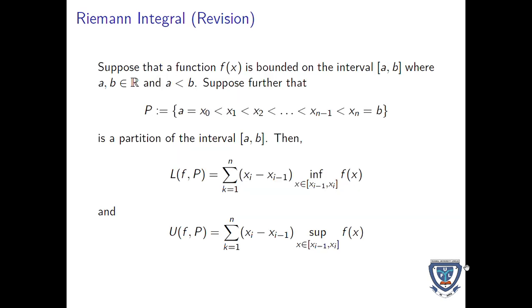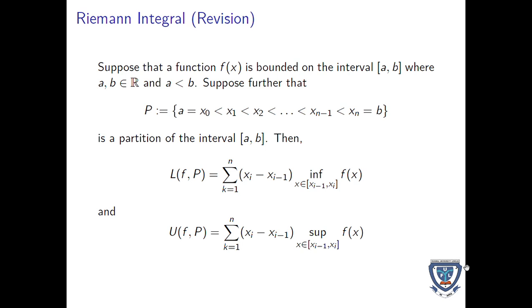Now, suppose that a function f is bounded on the interval [a, b], where [a, b] is in R and a is less than b. Suppose further that we have a partition, then L(f, P) will become the summation of the length of each subinterval times the infimum of f(x), and U(f, P) will be the summation of the length times the supremum of f(x). So this L(f, P) and U(f, P) is what we call the lower Riemann sum and the upper Riemann sum. If the upper Riemann sum and the lower Riemann sum are equal, then you say that the function is Riemann integrable. If they are not equal, then it is not Riemann integrable.